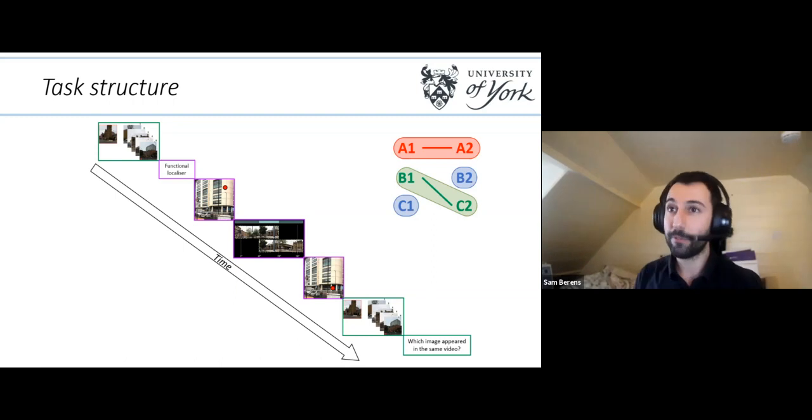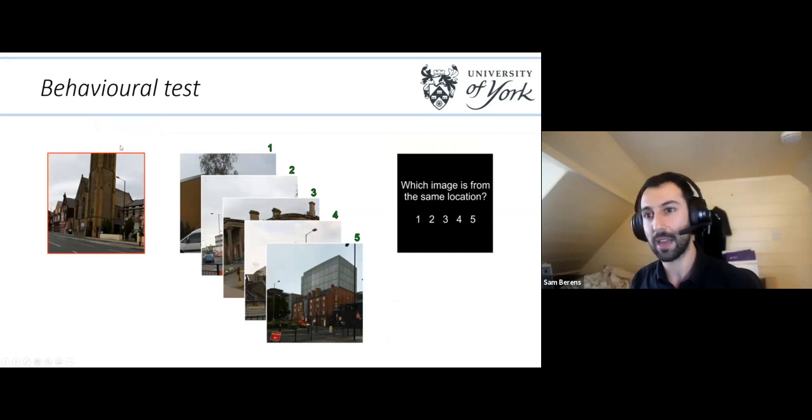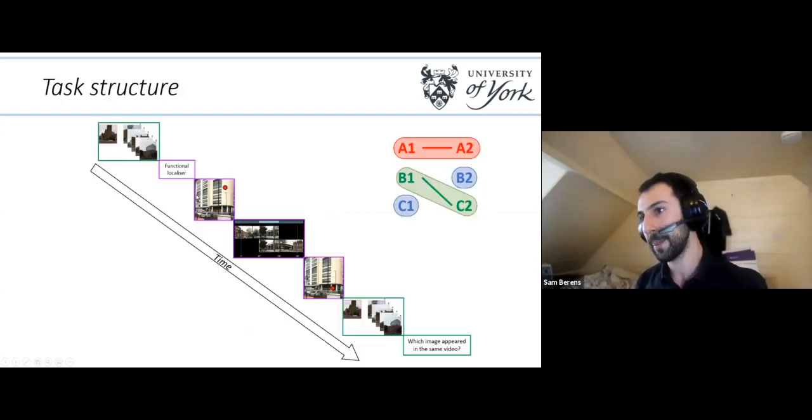Outside of the scanner, both before and after the scanning session, we gave participants a simple behavioral task. In the behavioral task, one of these endpoints would have been shown in a red box as a Q. I have a better slide of this. One of the endpoints would have been shown in a red box as a Q, and the task was simply, of a series of five alternatives that flashed up after that Q, to identify which of the alternatives belonged to the same location as that Q. People just had to indicate with a simple button press. As I say, this happened before and after scanning.